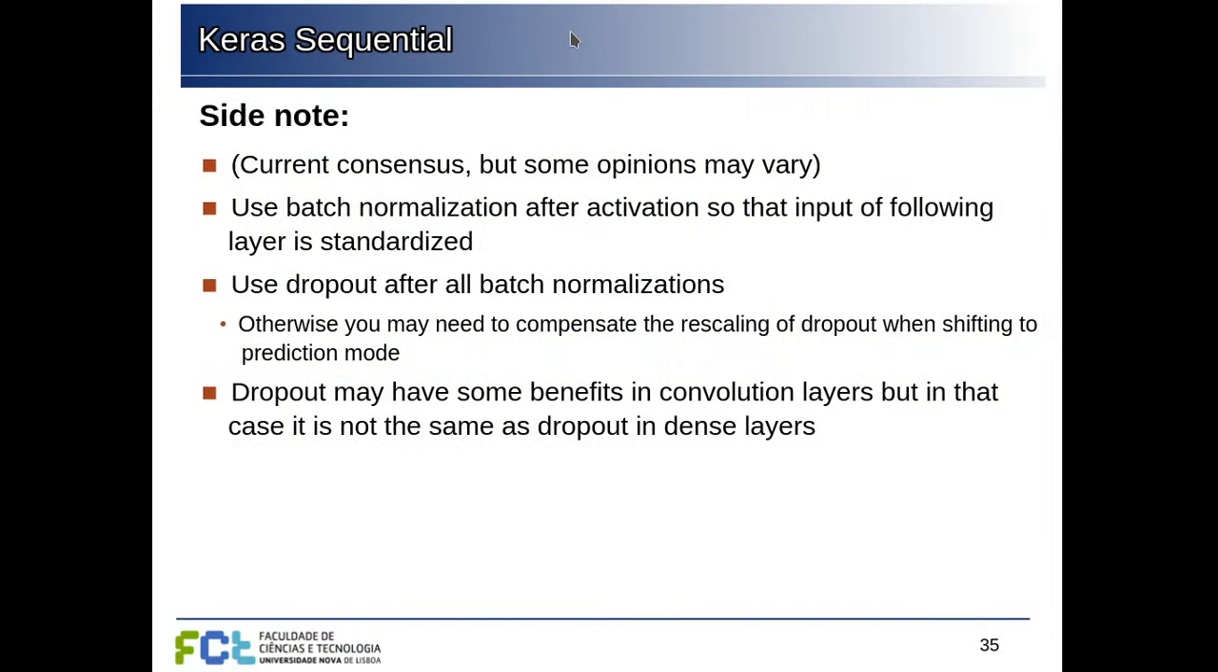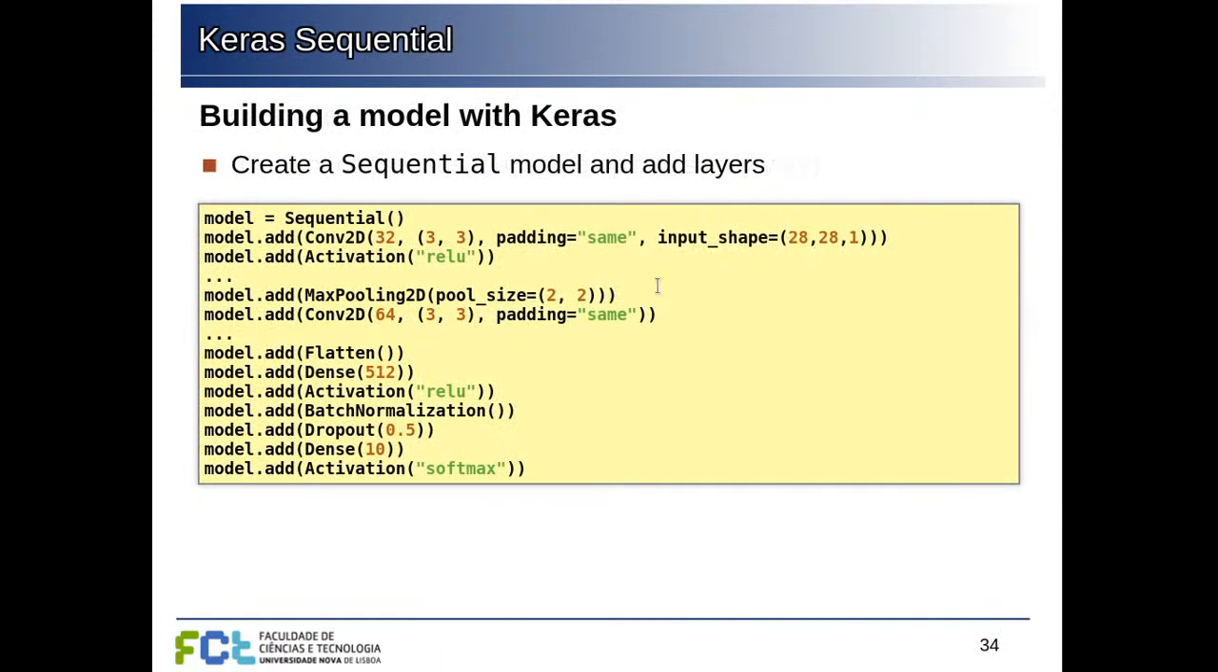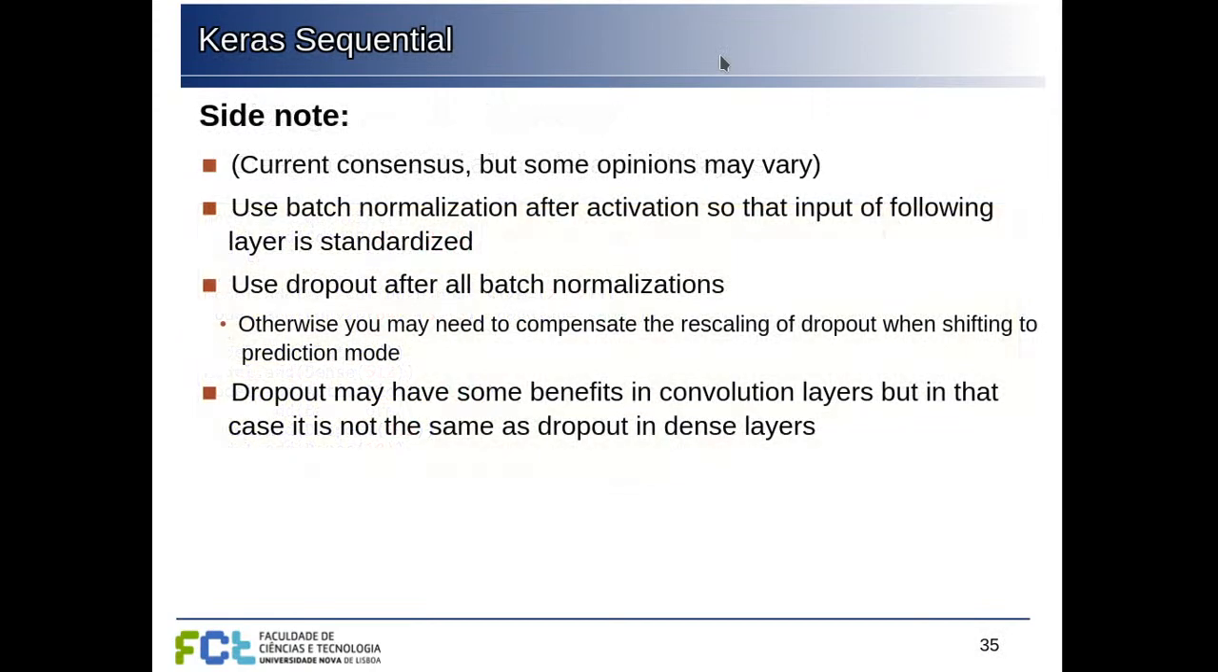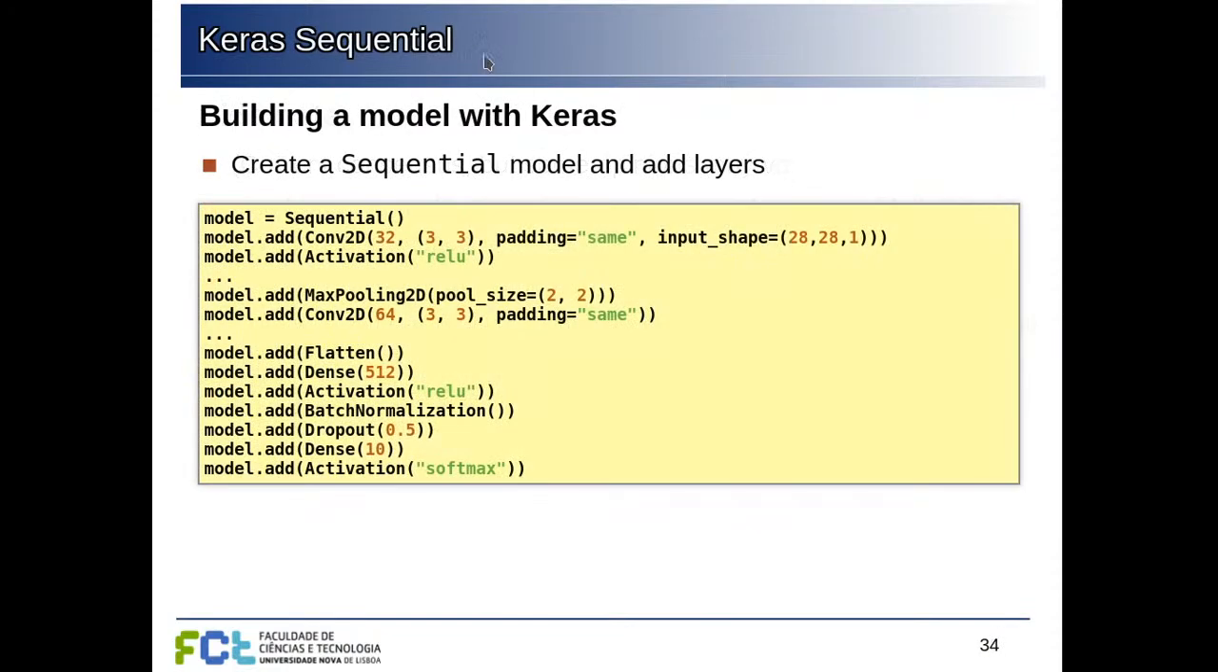There are some notes here about the use of batch normalization and dropout, because in theory you could put this everywhere, but in some cases it can give you bad results and it's a bit weird. So batch normalization you should generally use after the activation function, because the idea is that we are standardizing the input into the next layer.